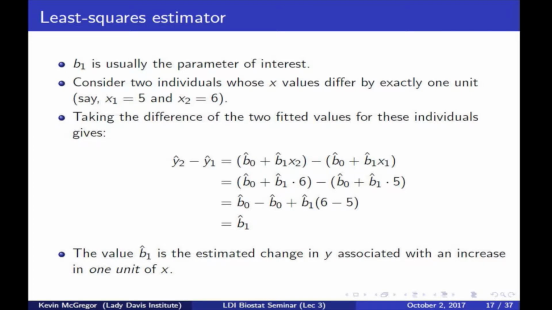And this is going to be true for any two individuals that differ by exactly 1 unit. I just used 5 and 6 as an example here, but if this were 50 and 51, this would still be true. If this were minus 200 and minus 199, this would still be true. And so that gives B1 hat a very nice interpretation. We think of B1 hat as being the estimated change in y associated with an increase of exactly 1 unit of x, the keyword being estimated because we have a hat on there.